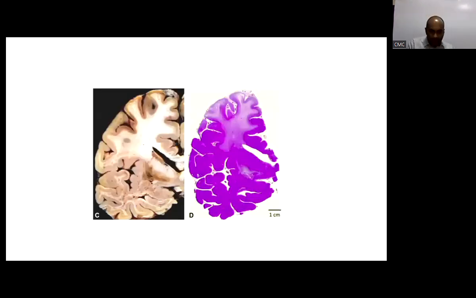This is the cut section of the brain of a patient with Wilson disease. You can see this is the putamen, and you can see the cavitation inside the putamen.